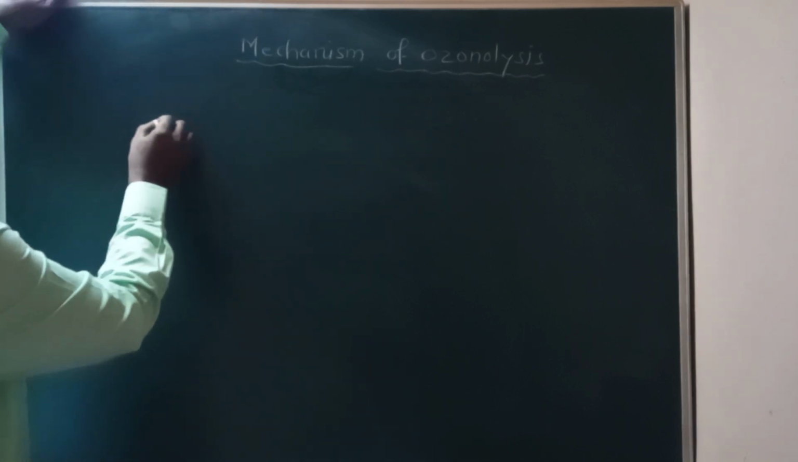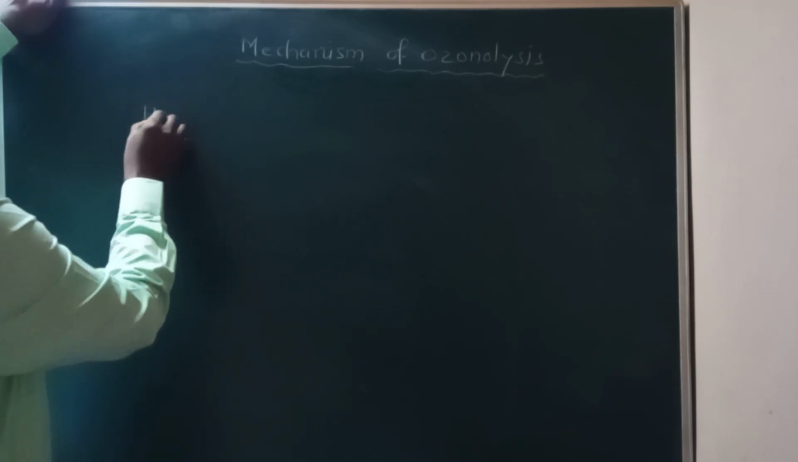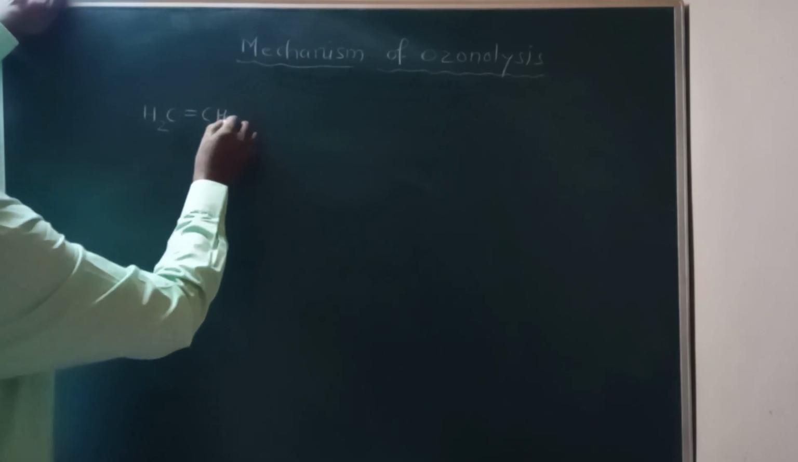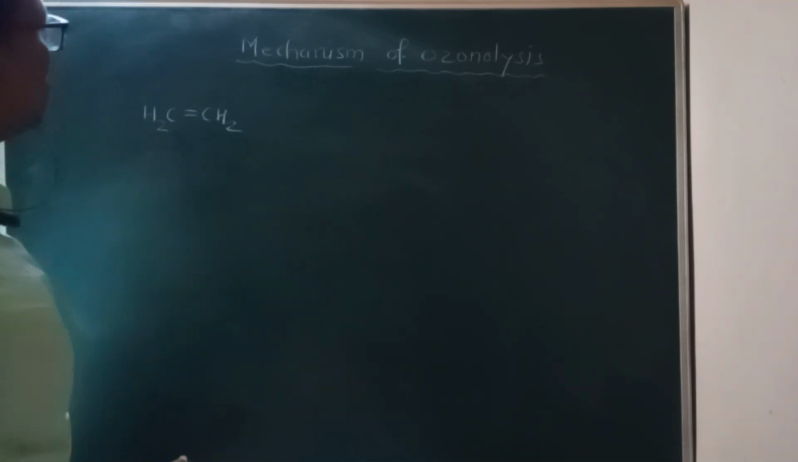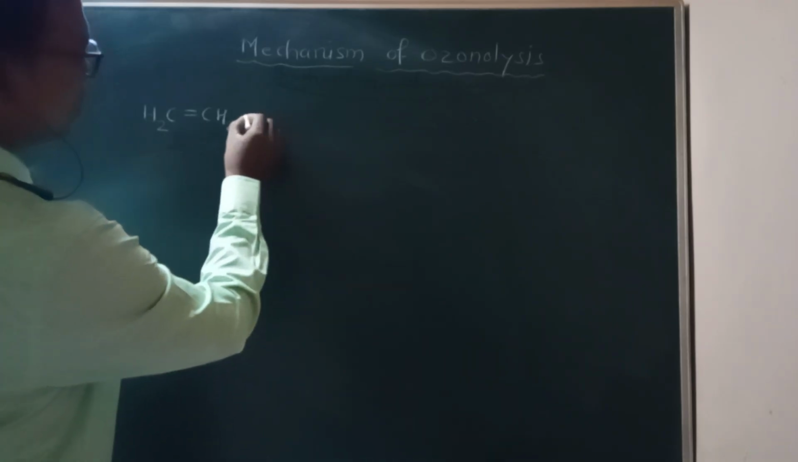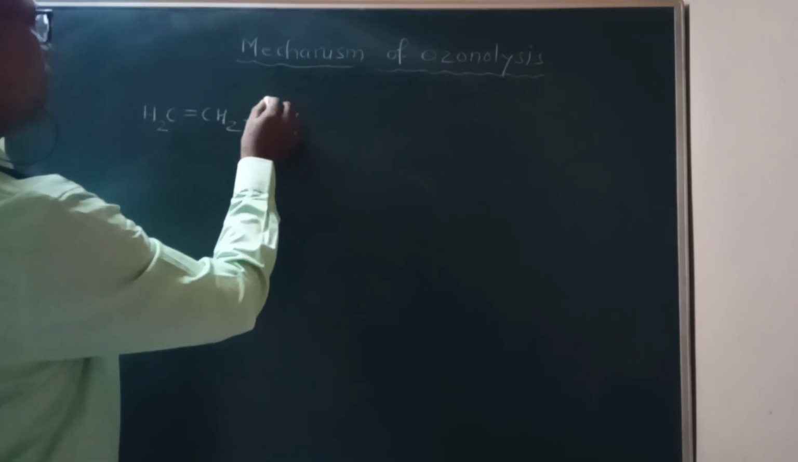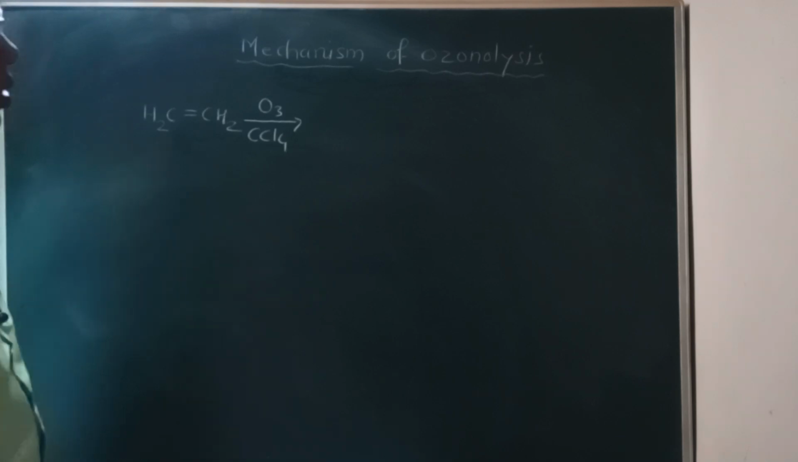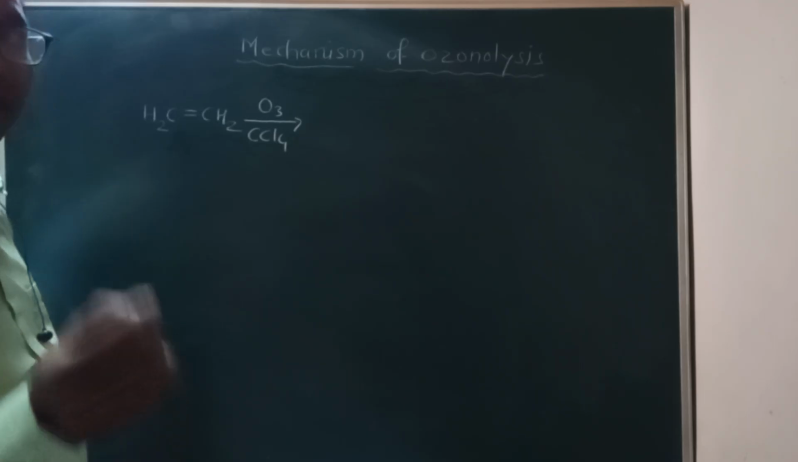As you know, it's a reaction of unsaturated hydrocarbon. So let us have one example: CH2 double bond CH2. It's an alkene, called ethene, or its common name is ethylene also. Now this reaction occurs in presence of ozone and in presence of a solvent. The commonly used solvent for this ozonolysis is carbon tetrachloride. It is an inert solvent.